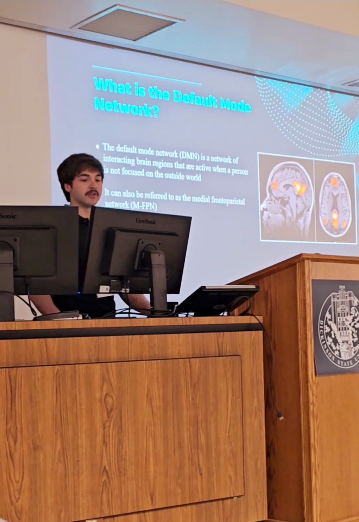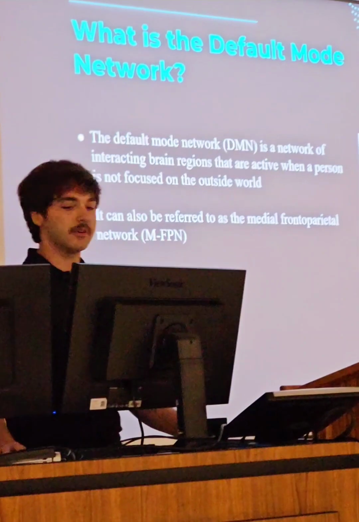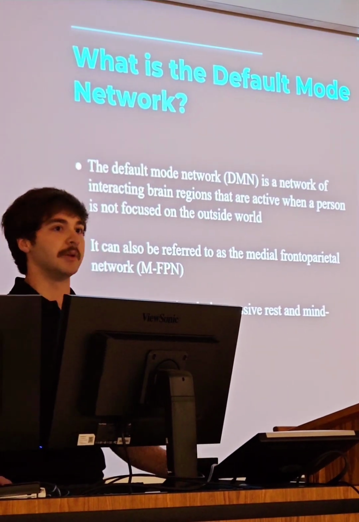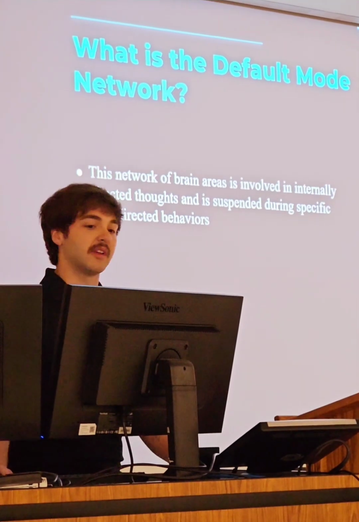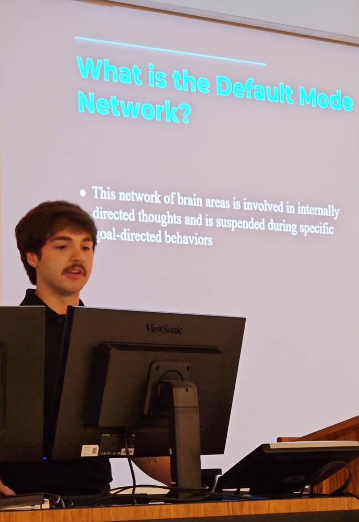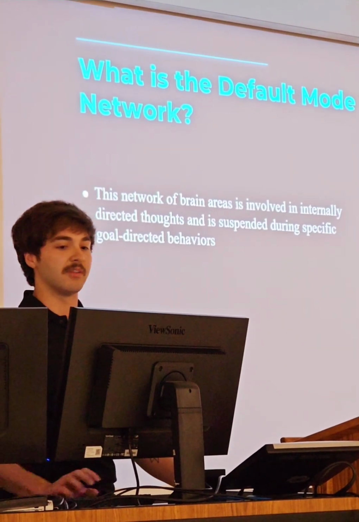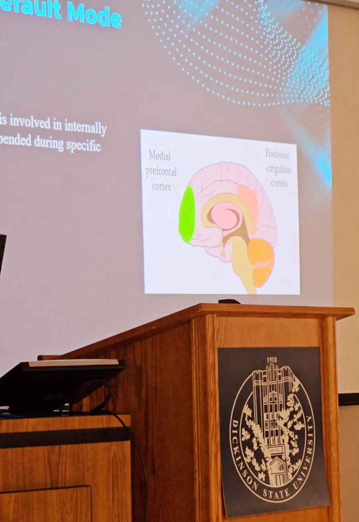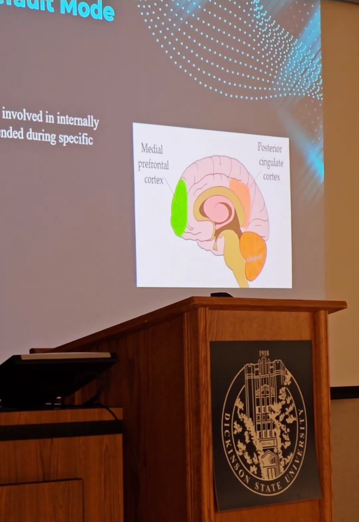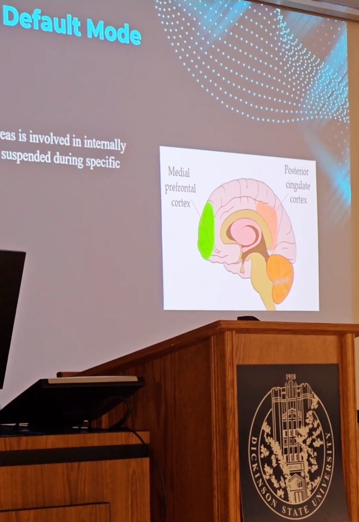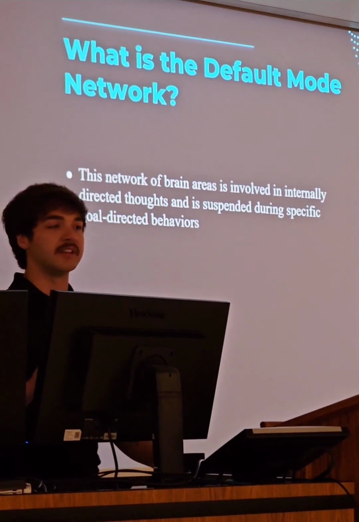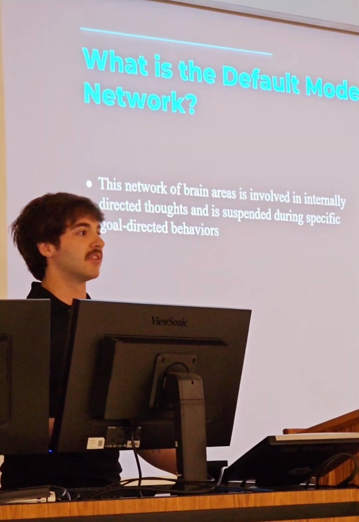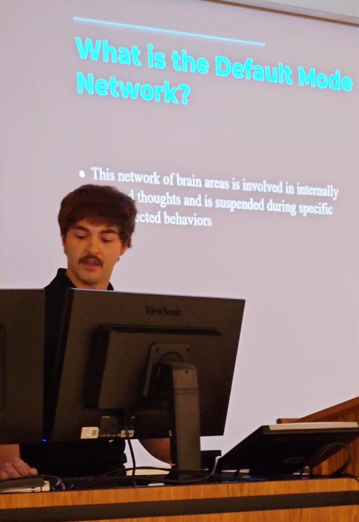It could also be referred to as the medial frontal parietal network, and it is also active during passive rest and mind wandering, such as daydreaming. This network of brain areas is involved in internally directed thoughts and is suspended during specific goal-directed behaviors, which is how it was found. It was observed when researchers noticed that their subject had a higher metabolic rate in the brain whenever they were at a passive rest, and a decrease in metabolic activity whenever they were engaged in a goal-directed behavior, such as solving complex math equations.